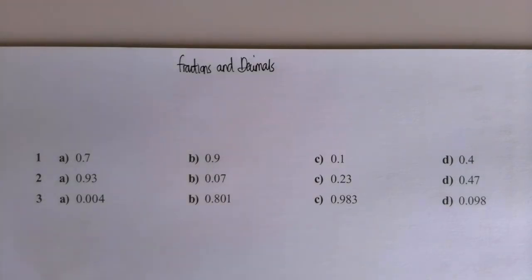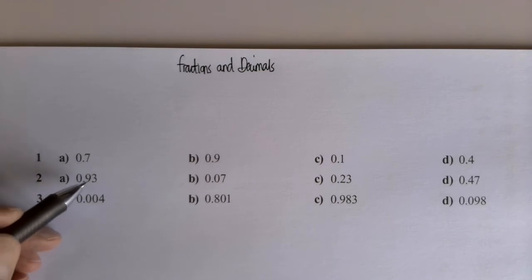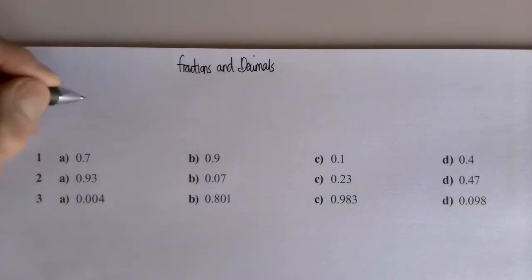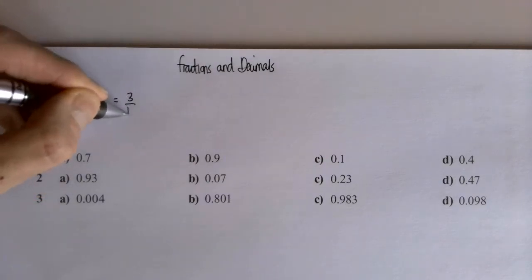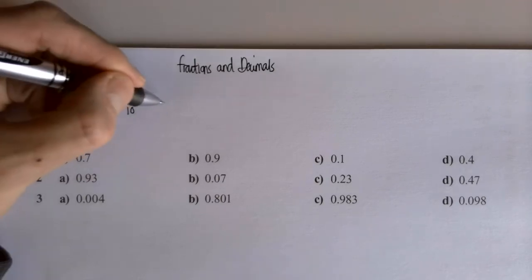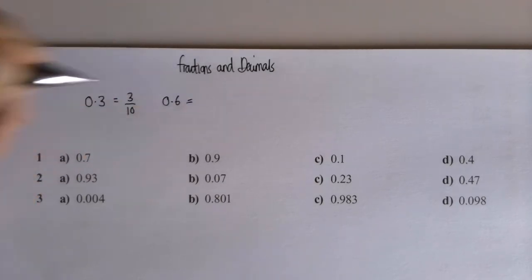There are 3 sorts of decimals. There are decimals with 1 decimal place, 2 decimal places, and 3 decimal places. And converting these back to fractions is really easy. So we talked about this the other day. This here is called the tenths column. So that's 3/10. Similarly, this would be 6/10.